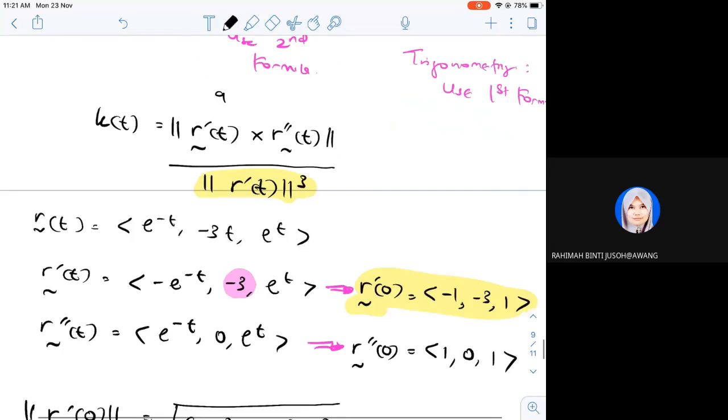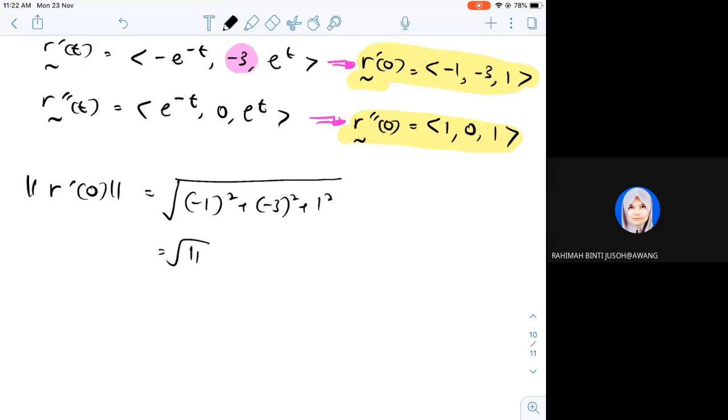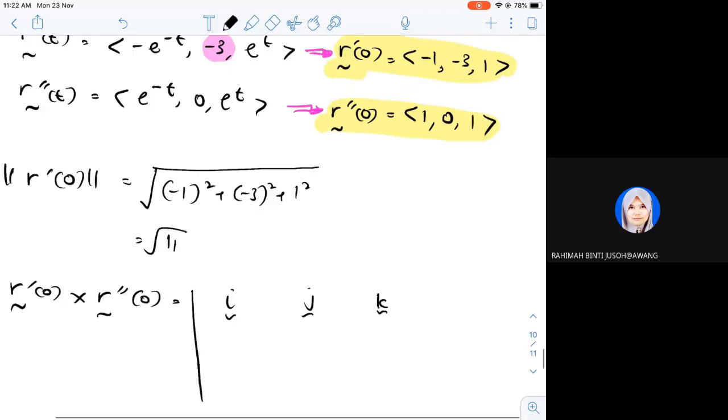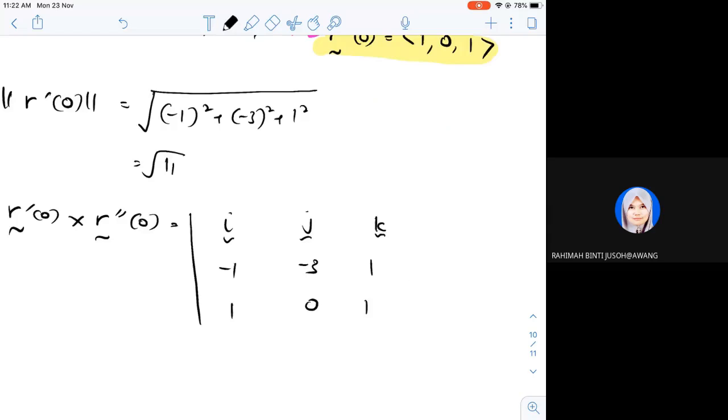Okay, so next we need to find the cross product, the cross product of R prime and R double prime. So we're going to use R prime 0 and R double prime 0. So take these values. R prime 0 cross product with R double prime 0 equals to the determinant with i, j, k, negative 1, negative 3, 1, and 1, 0, 1. So we have plus, minus, plus.